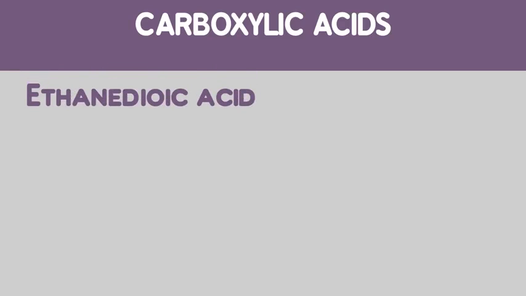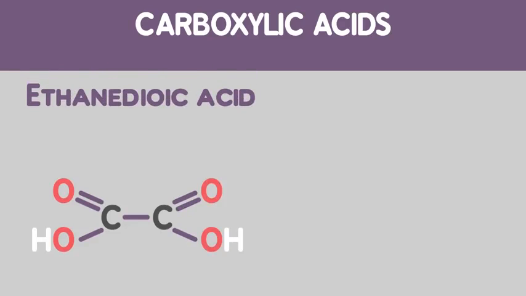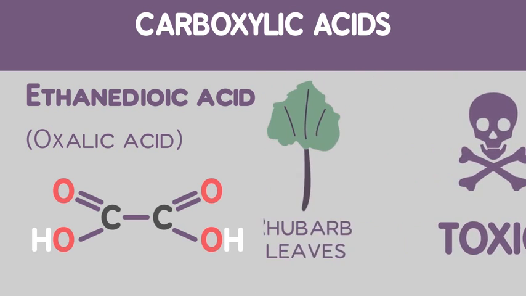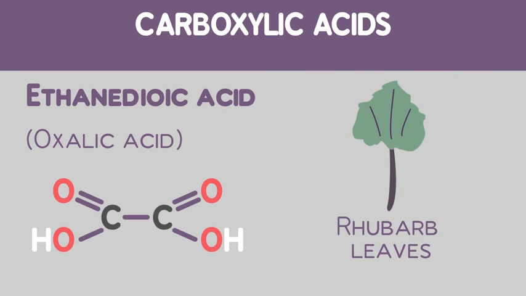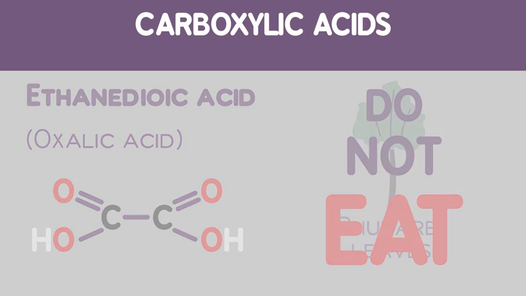Then, ethane dioic acid. Ethane dioic acid, commonly called oxalic acid, is toxic and is found in rhubarb leaves, and that is why we should never eat them.